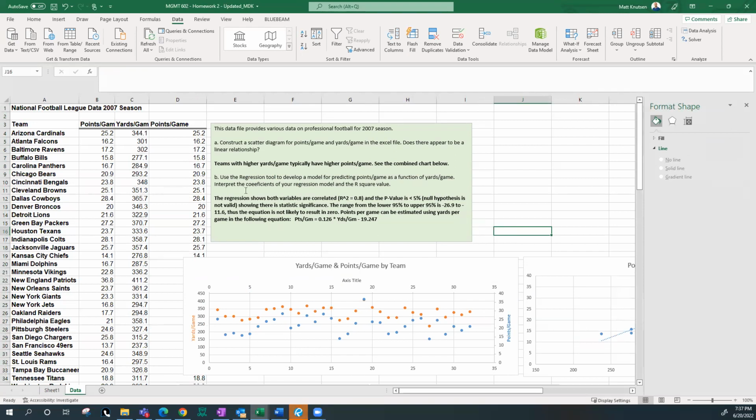There you go. So my interpretation was teams with higher yards per game typically have higher points per game, which makes sense. Then B is use the regression tool to develop a model predicting points per game as a function of yards per game. Interpret the coefficients of the regression model.